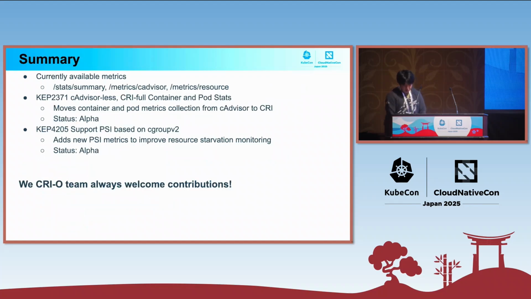Okay, so let's wrap up this session. First, we looked at the metrics endpoints and how to check resource usage. Next, we looked at two KEPs related to metrics. The first one is the cAdvisor-less stats. This removes duplicate collection by shifting from cAdvisor to CRI implementation, enabling us to collect metrics beyond containers. The second one is PSI metrics. This introduces resource contention indicators for deeper resource utilization insights.